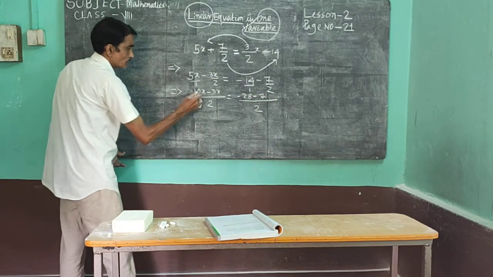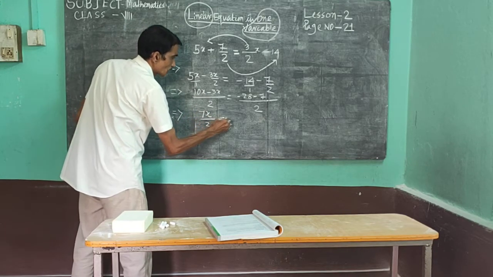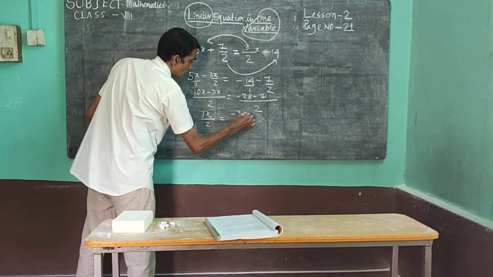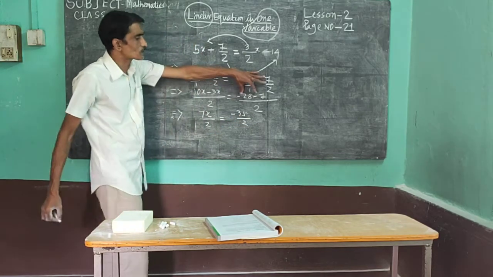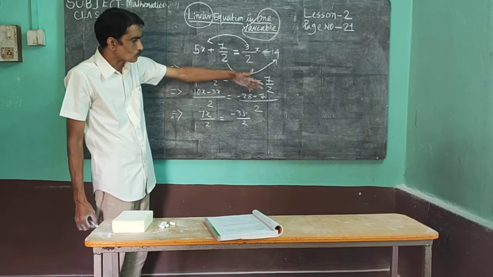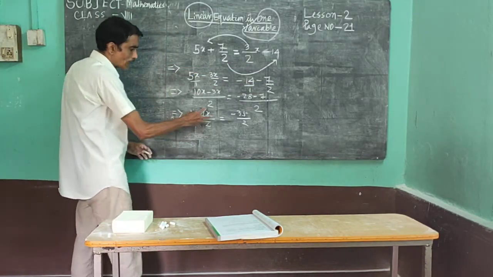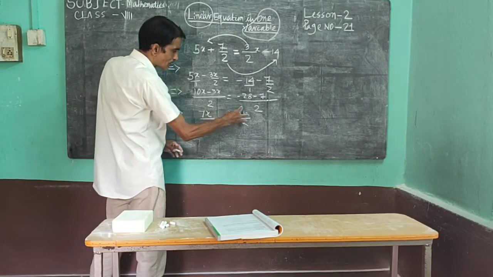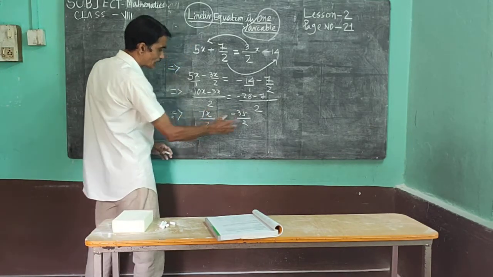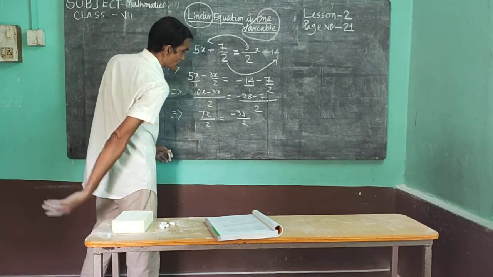Now solve. 10x minus 3x equals 7x upon 2 equals minus 35 upon 2. The addition and subtraction of integers you already read in class 6 and 7, so that's why I am not going into details about this one. After solving, I have got one fraction at the LHS side and the other fraction at the RHS side.